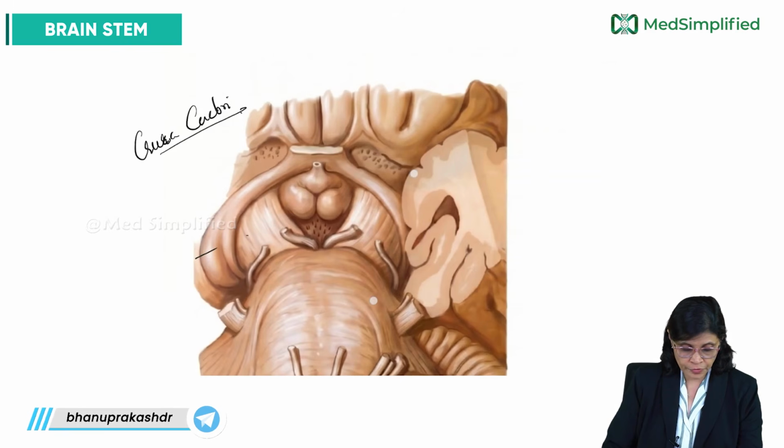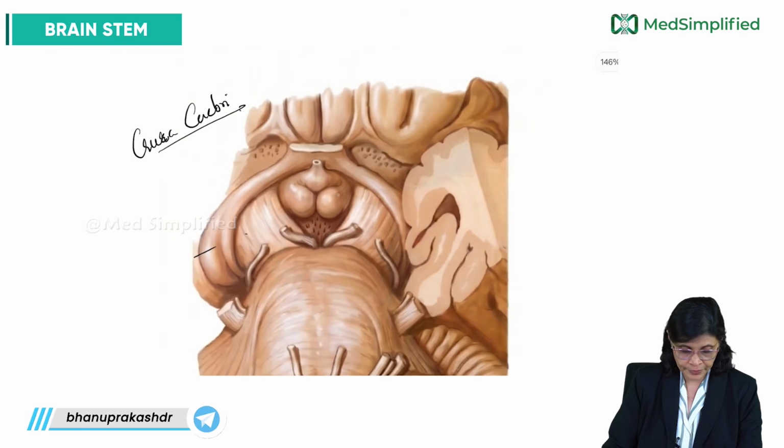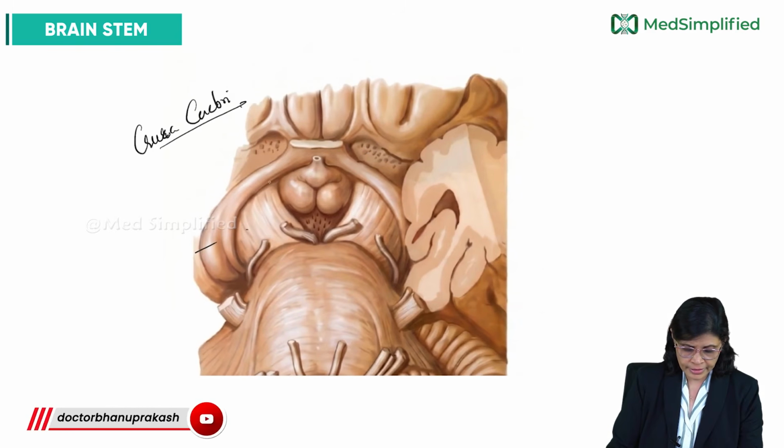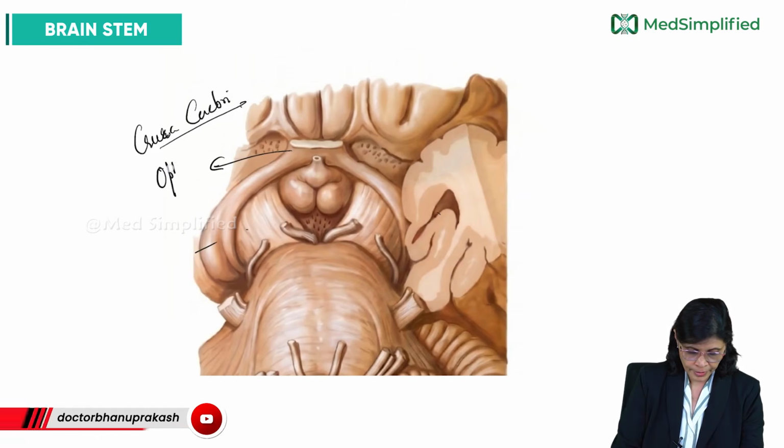Here the superficial surface of the crus cerebri is very finely corrugated by the underlying longitudinal fibers, and here it is crossed transversely from above downwards. This is the optic tract, okay, here the optic tract is there.